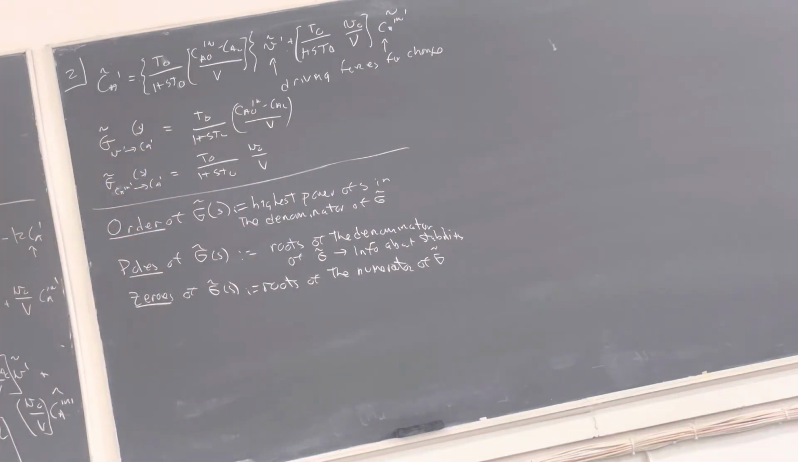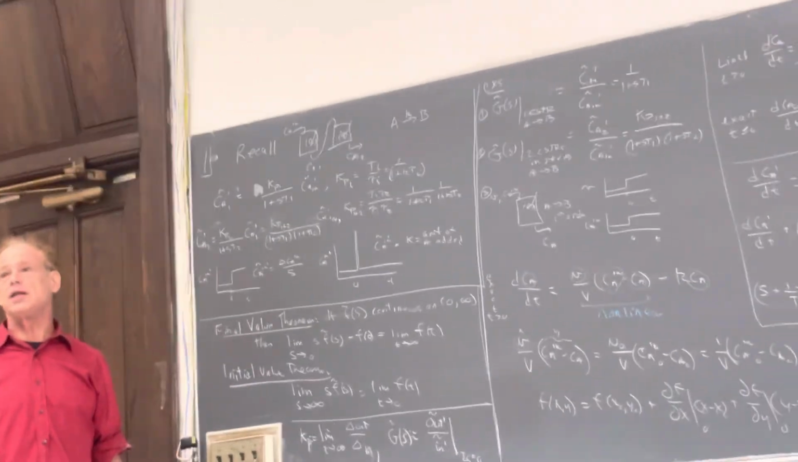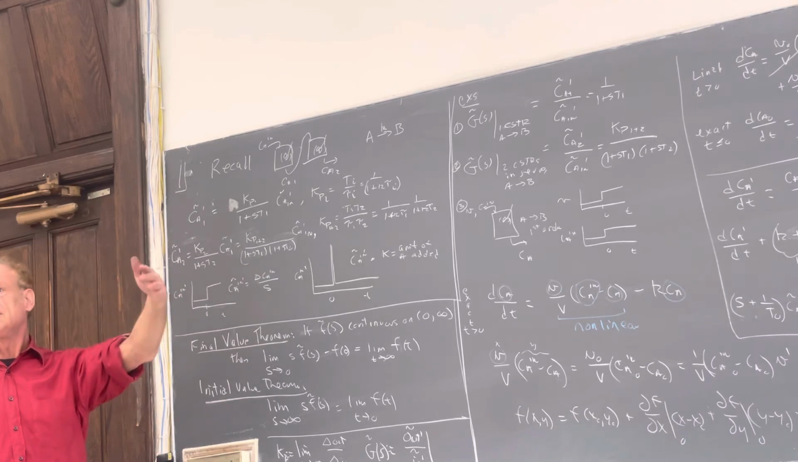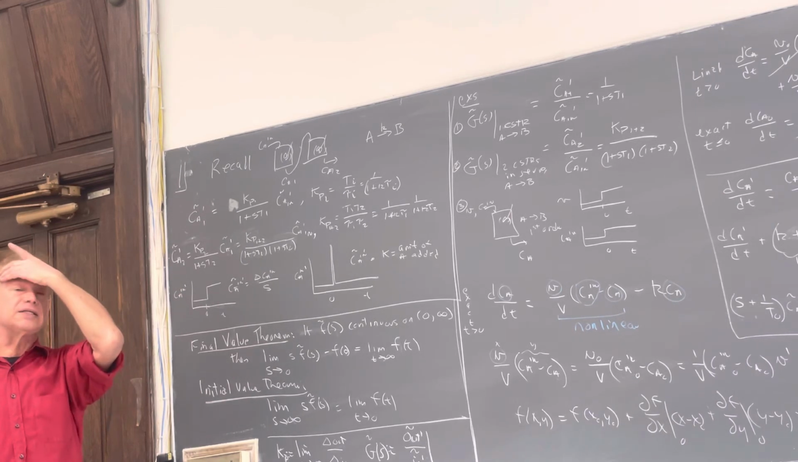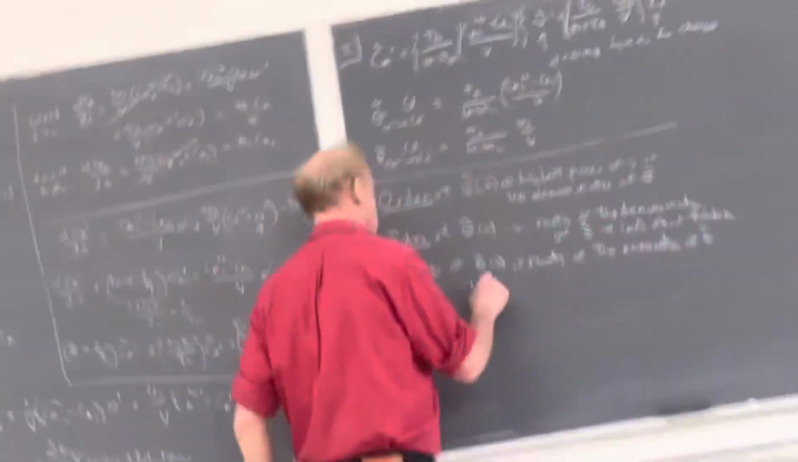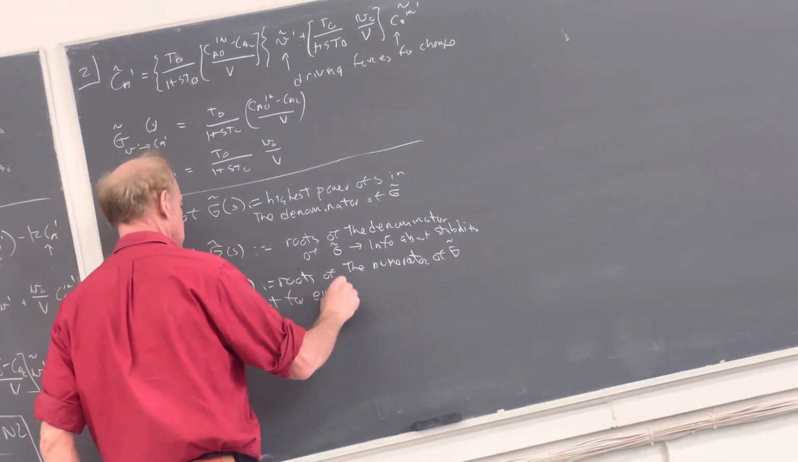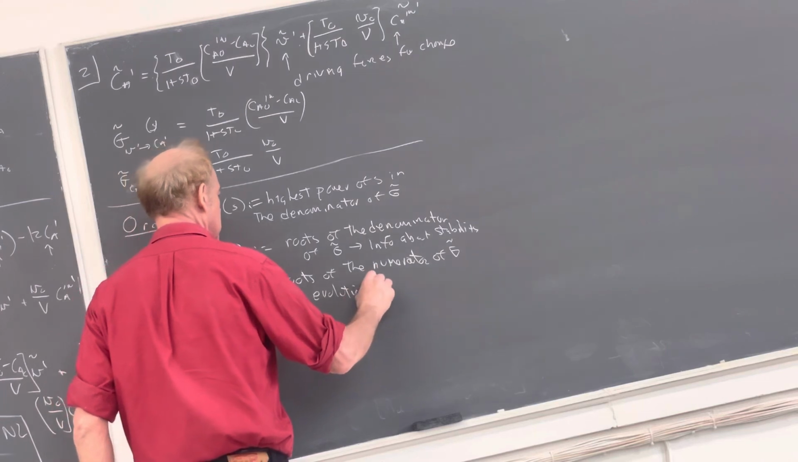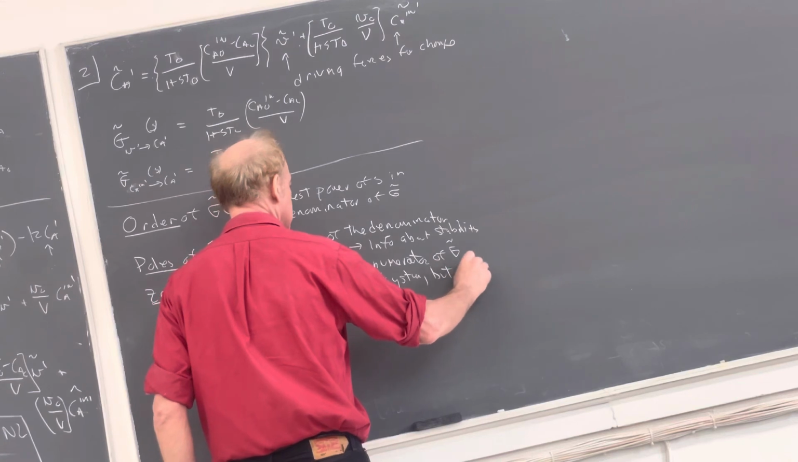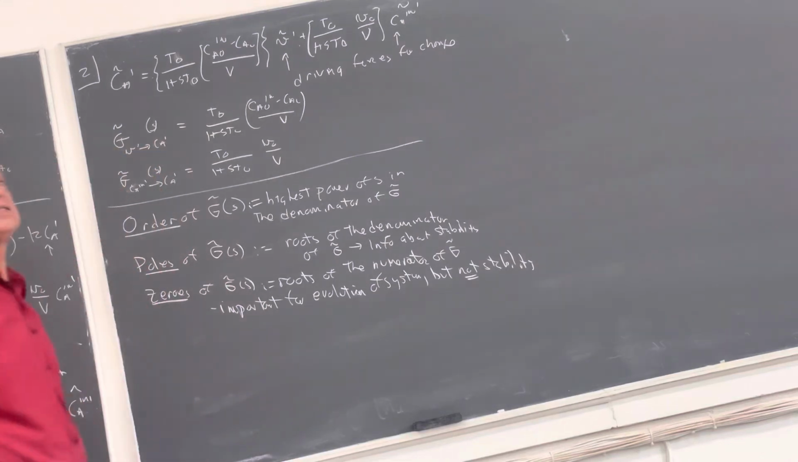The numerator doesn't, as we're going to show now, tell us anything about stability, but it does tell us what the trajectory is. The numerator is important, but it doesn't tell us anything about stability. And let's see why that's the case.